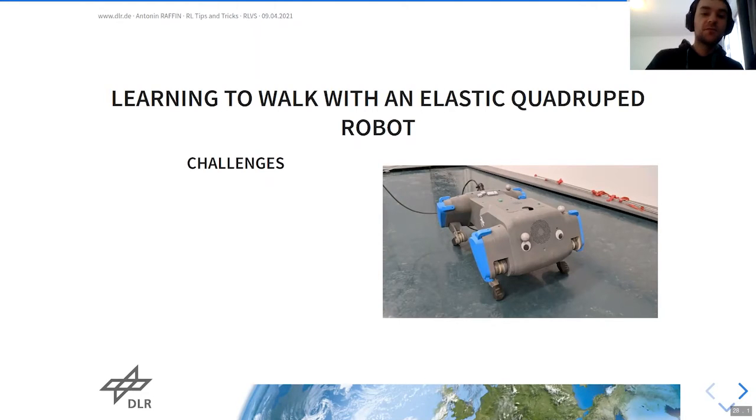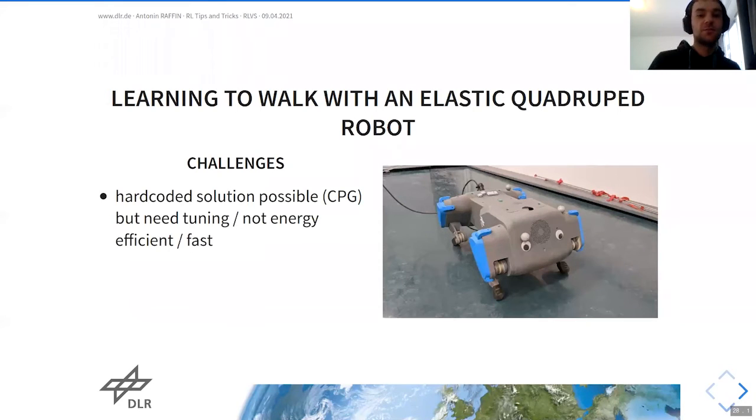Of course, for walking, you can use a hard-coded solution, so using a central pattern generator function. But it needs some tuning. It's probably not the most energy efficient, and it will probably not give you the fastest gait. And this would work for walking, but if you want to turn, then you will need to tune it again. Whereas with reinforcement learning, for instance, you can just reuse more or less the same setting and just apply it on the real robot.